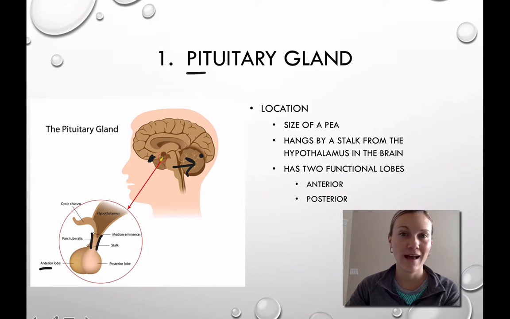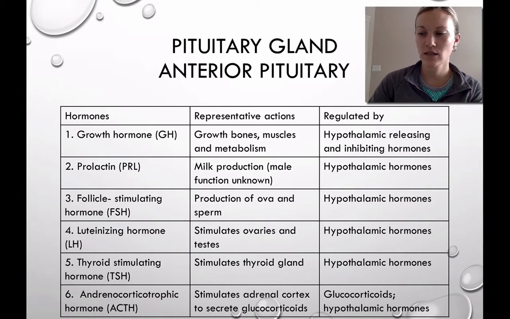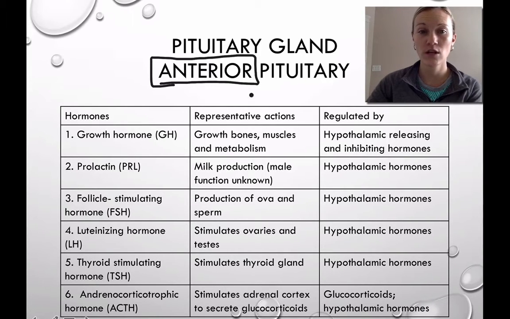The pituitary gland actually has several hormones associated with it. So here is what I'm talking about, where you might want to put these in a table or print out the handout that I have that goes with this. The major hormones of the pituitary gland, remember this is the anterior pituitary. The posterior pituitary has its own hormones. So this is the anterior. We have growth hormone, or GH. Growth hormone is pretty easy to remember because it's just the growth of your bones, muscles, and metabolism, and it's regulated by the hypothalamus.